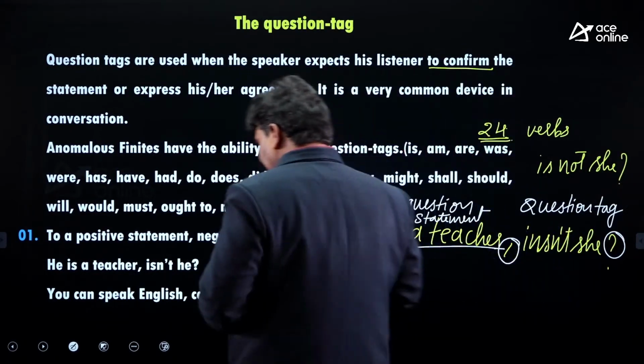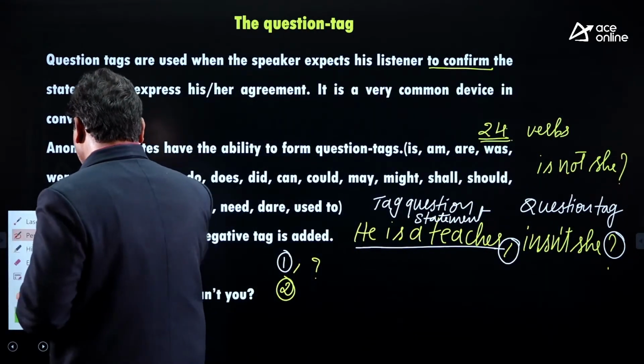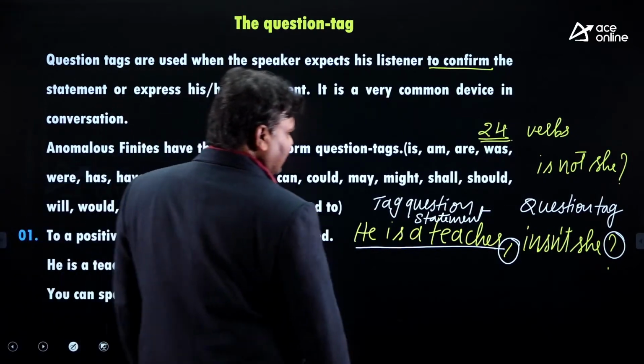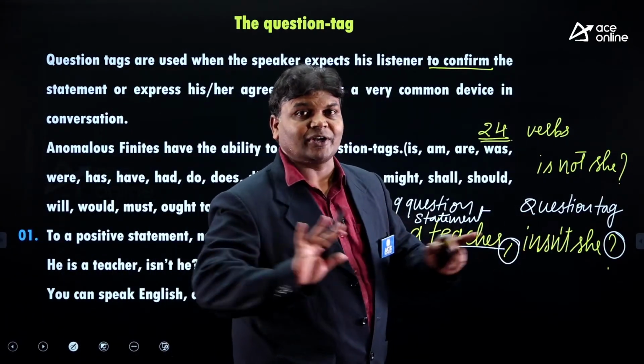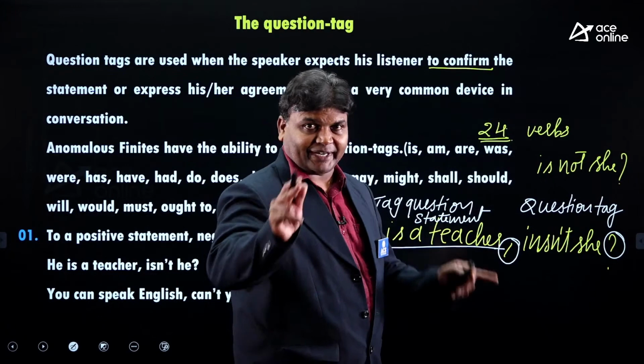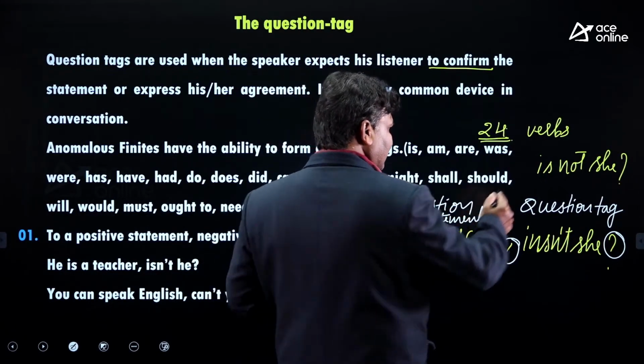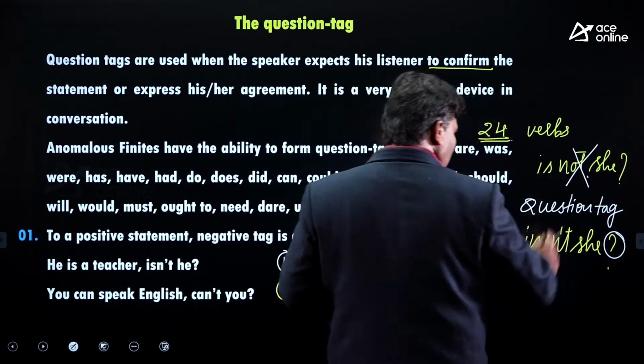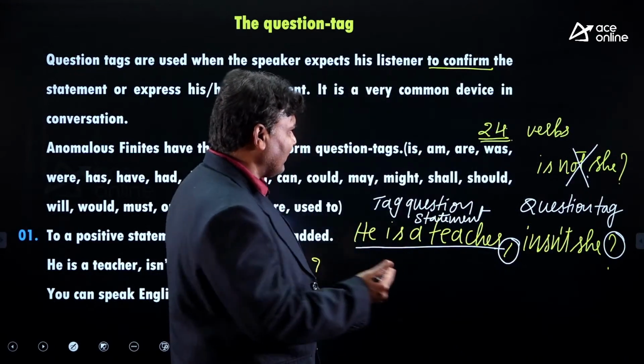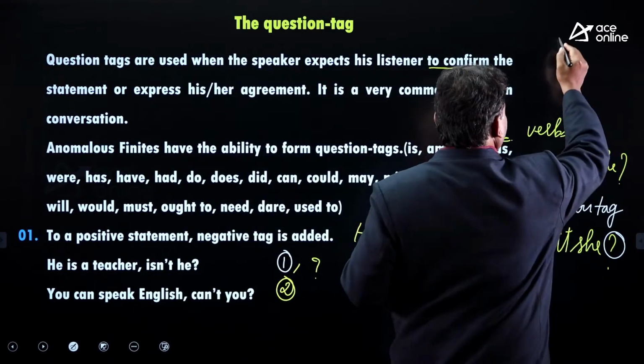In the question tags, you cannot think of full forms. If you find it, you erase that option, please. This is the wrong one. So we have only contract form. So what is that contract form, students?